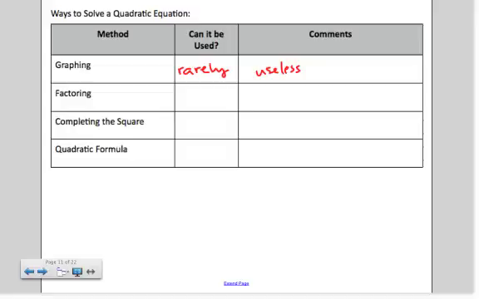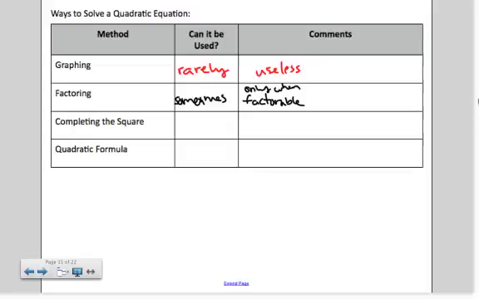The second one that we talked about was solving by factoring. Well, this can be used sometimes. It's only good when the equation is factorable. Only when factorable. If it's not factorable, then you can't factor it.